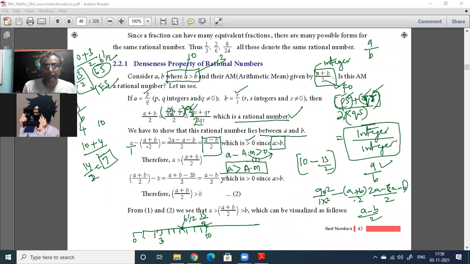Okay, you take this the other side. What is the arithmetic mean? a plus b by 2. So a is greater than a plus b by 2. This is what you have proved here. Are you able to understand? This proving and all you don't need, but for you to understand, I am giving it. Okay. Then do this side.